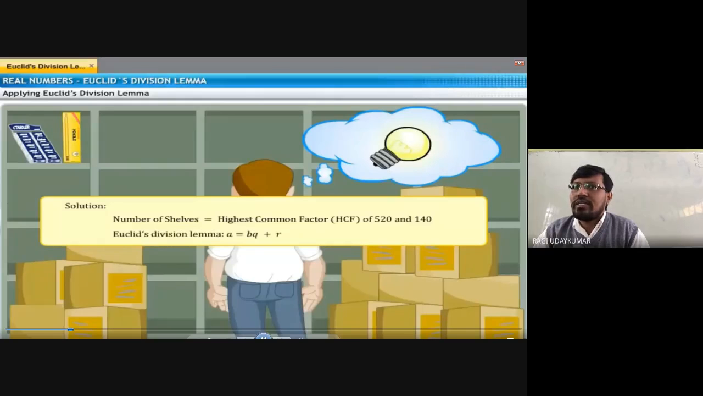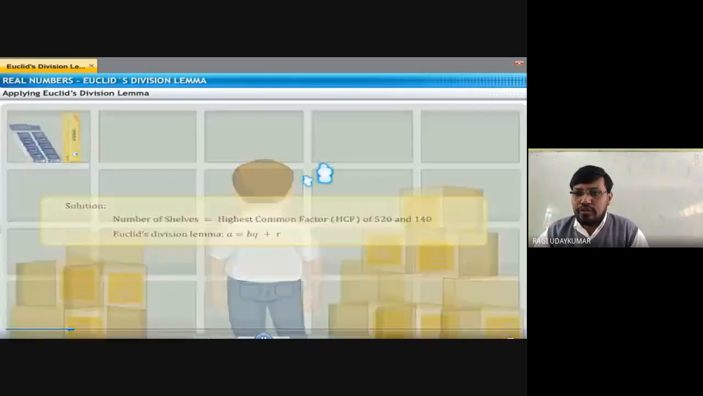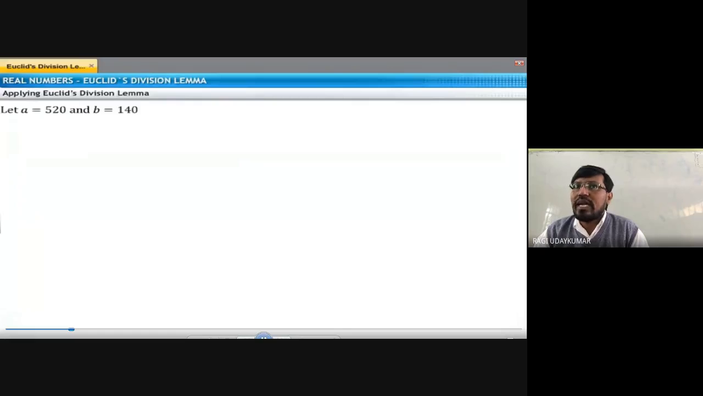For that, Euclid's division lemma can be used. A is equal to 520 and B is equal to 140. 520 can be written as 140 into something. You have to divide 520 by 140. When dividing, the remainder you get is 100. 100 is less than 140 and it is not equal to 0. This is the procedure: the remainder has to be less than 140.